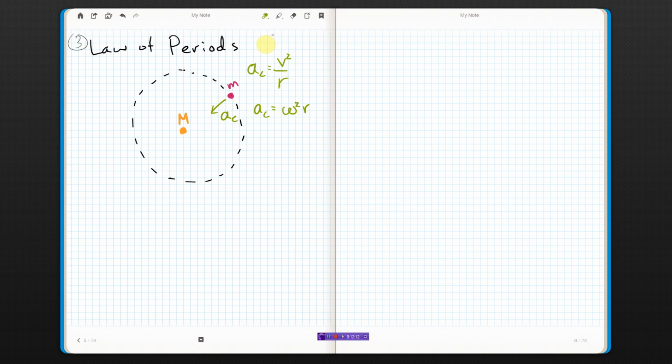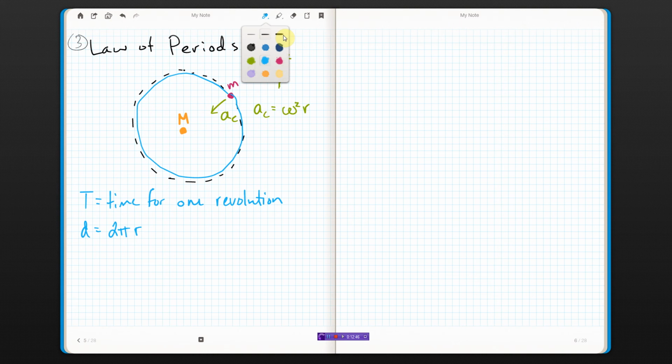I'd also like to point out, just because it will come up later, that period is the time it takes to go around once, the time for 1 revolution. And the circumference of 1 revolution, so this distance all the way around, is 2 pi r, because that is the circumference of a circle.